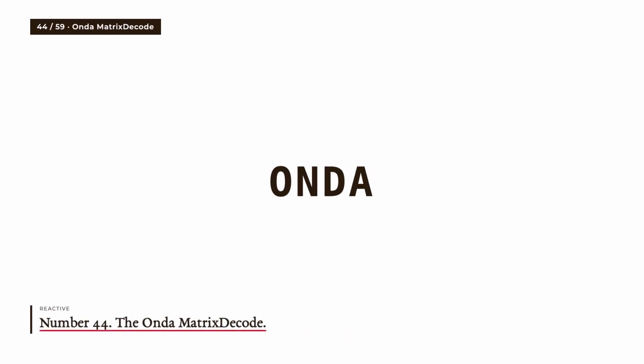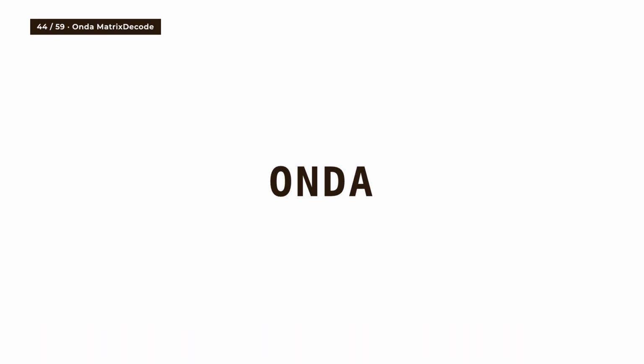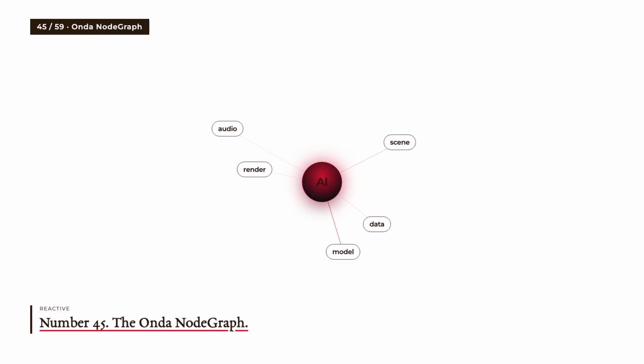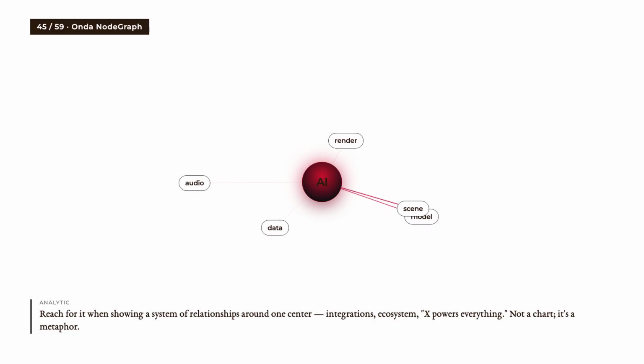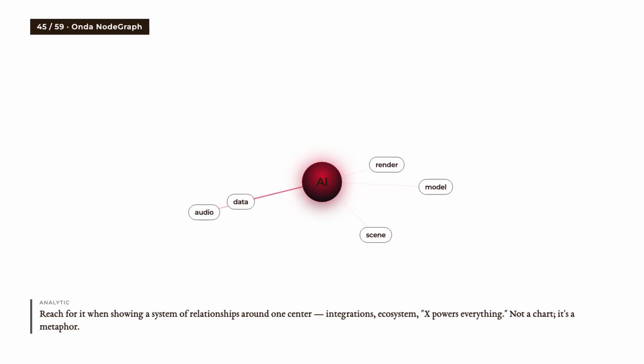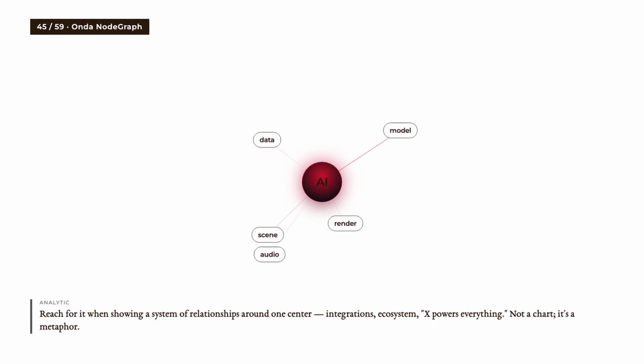Number 44, the Onda MatrixDecode. Reach for it when a one-shot reveal where the text decoding is the moment, short strings only, long lines drown the effect. Number 45, the Onda NodeGraph. Reach for it when showing a system of relationships around one center, integrations, ecosystem, X powers everything. Not a chart. It's a metaphor.